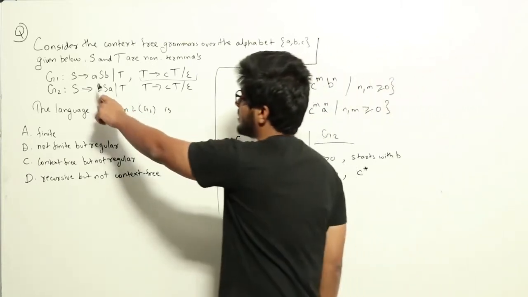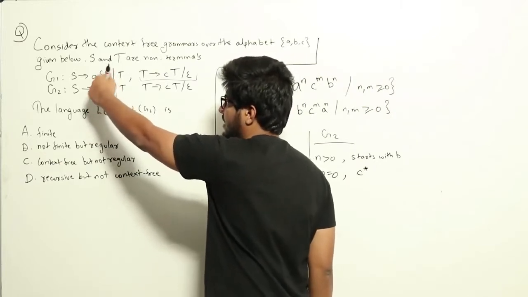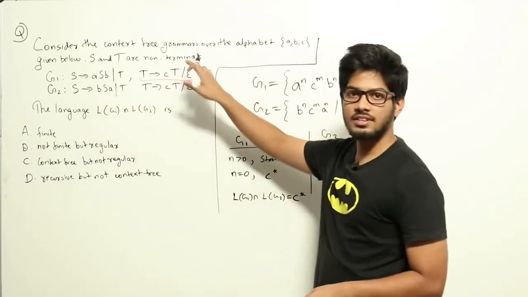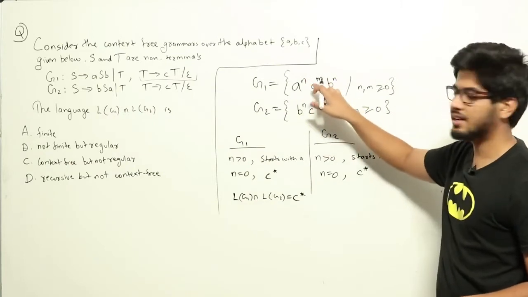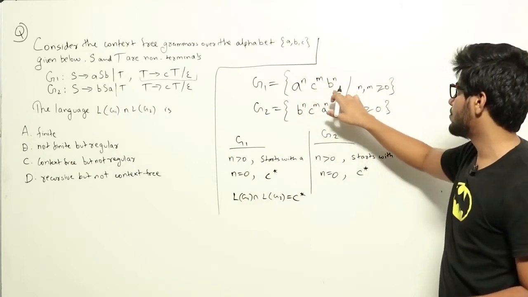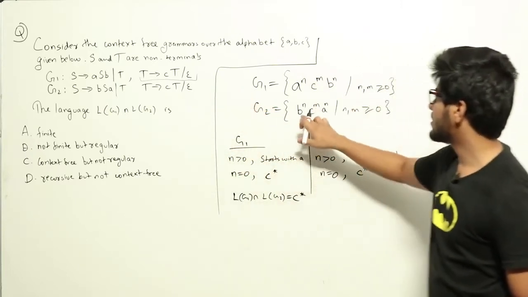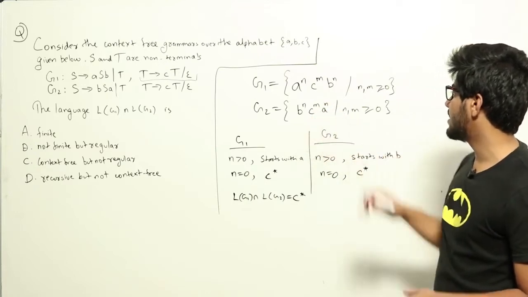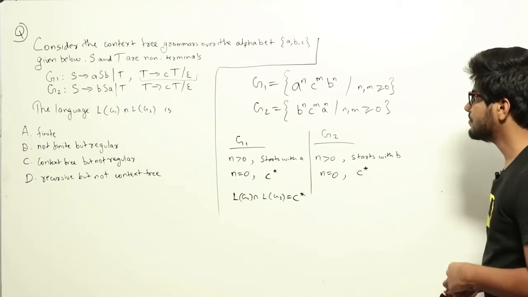It is generating an equal number of A's and B's, A to the left, B to the right. It will keep on generating it like that until we reach T. That T will be C star. That is what I have written here: N number of A's, then any number of C's, and then N number of B's. The number of A's and B's would be equal. Similarly, G2 we can write as N number of B's, then M number of C's, and then N number of A's. N, M is greater than or equal to 0 in both cases.